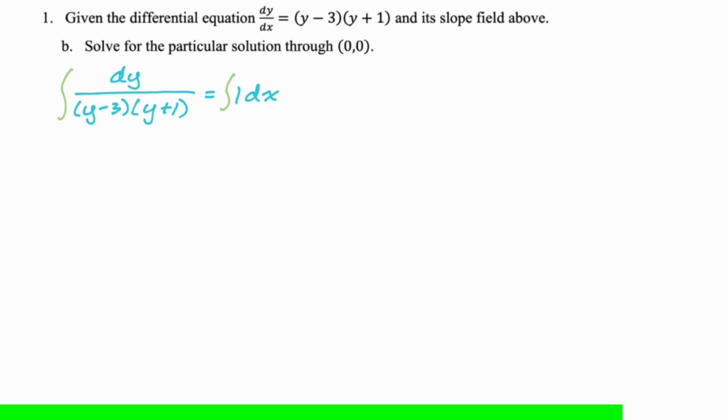So let's set up our partial fractions. We've got A over y minus 3, we have B over y plus 1, and then when we combine those, we should get 1 over (y minus 3)(y plus 1). And so we've got to do the partial fractions.